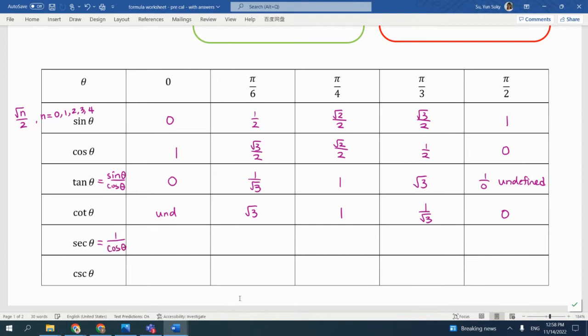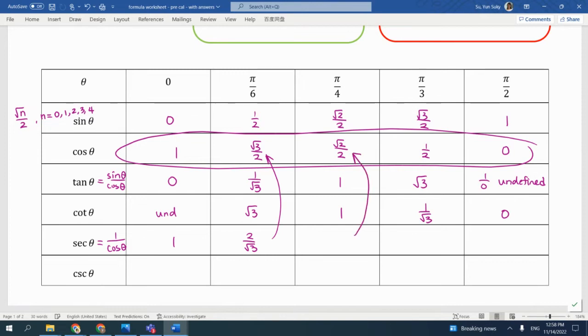Cosine. So cosine is right here. 1 over 1 is 1, right? Think about the reciprocal. Reciprocal of 1 is 1. What's the reciprocal of root 3 over 2? 2 over root 3. And the reciprocal of root 2 over 2 is root 2. Yes. Reciprocal of 1/2 is 2. Reciprocal of 0, see? It's like 1 over 0, so also undefined. Yes, everybody?